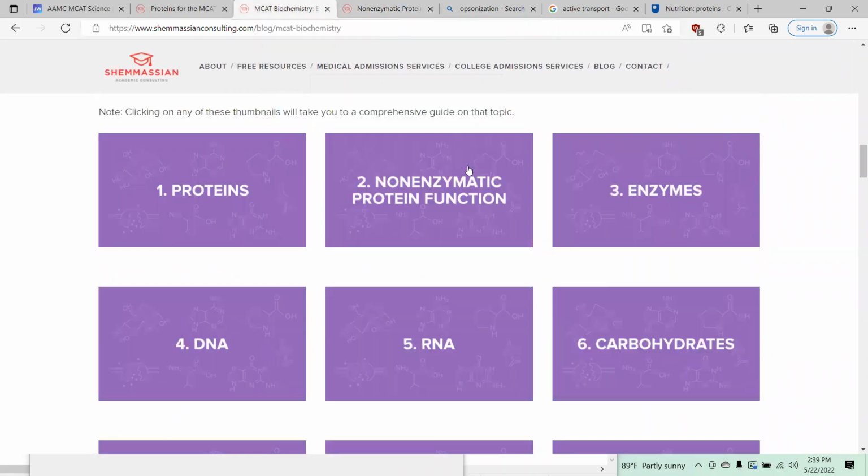Okay. Good to go for enzymes. So enzymes. So perfect transition.